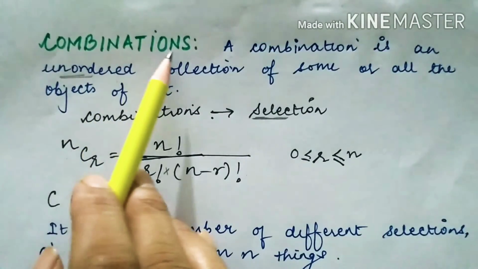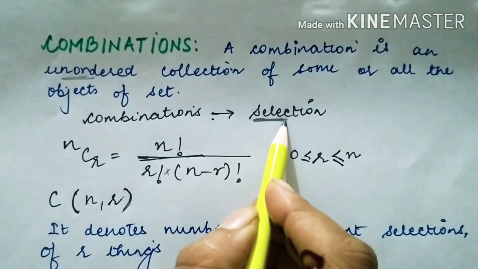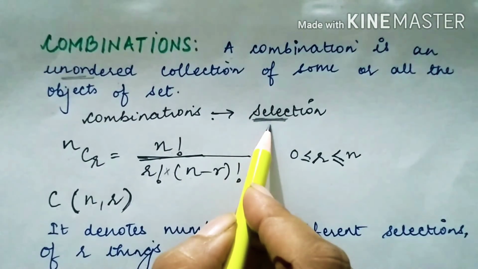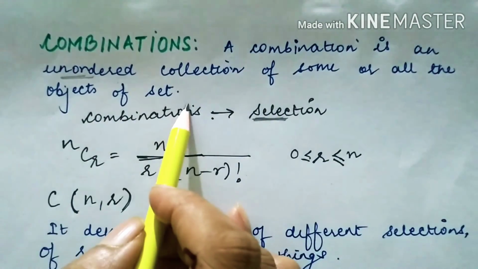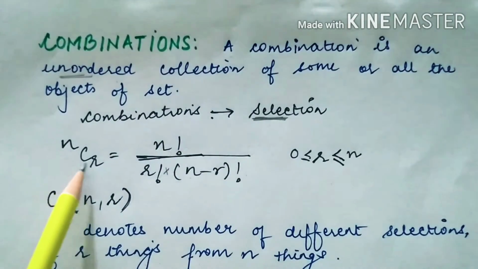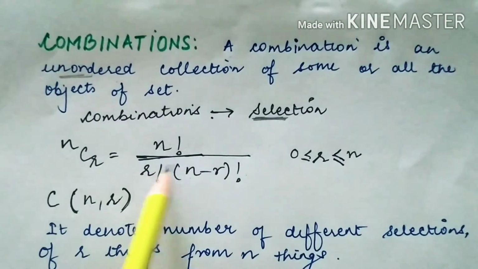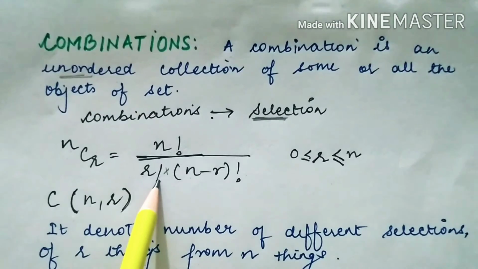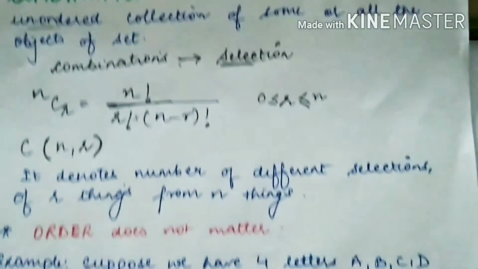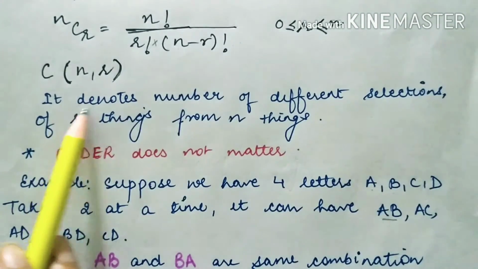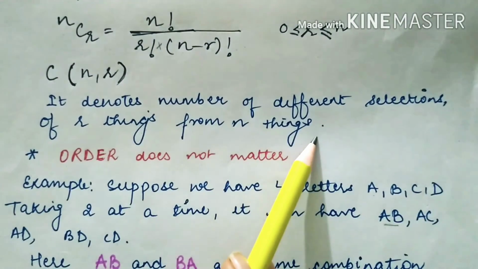Let's begin with the concept of combinations. Keyword for combinations is selection. Always remember, selection is associated with combinations. So combination is an unordered collection of some or all the objects of a set. It is represented by nCr or C in bracket n and r. The formula is n factorial divided by r factorial into n minus r factorial. So what does it represent? Combination represents the number of different selections of r things taken from n things.